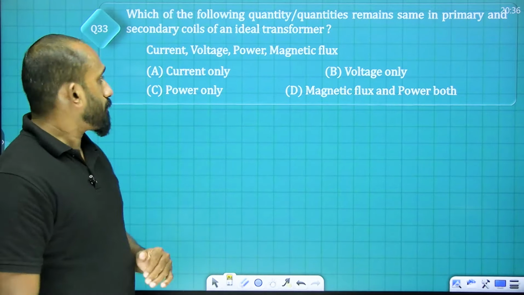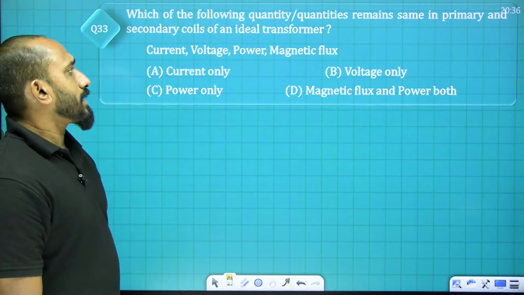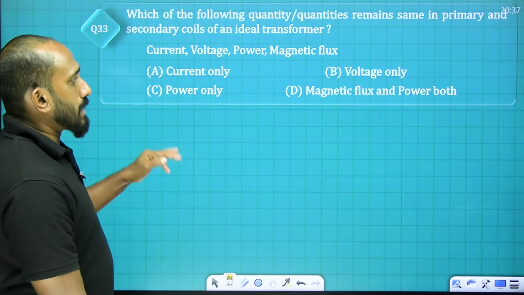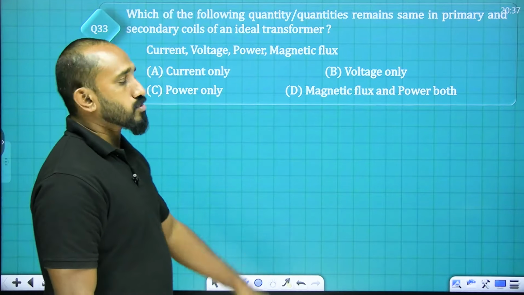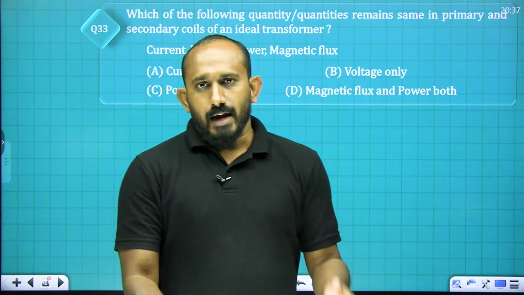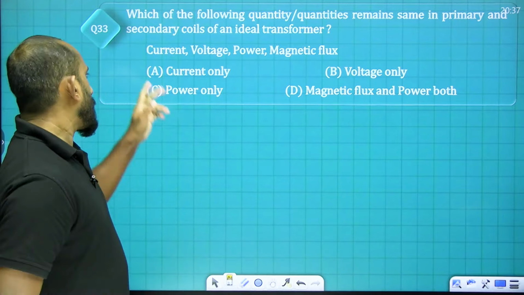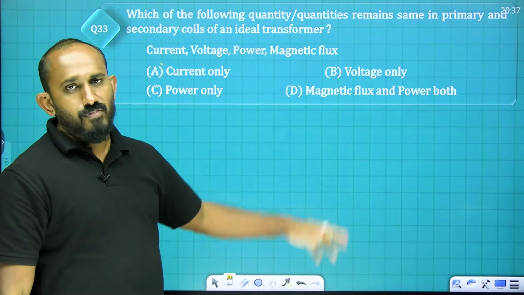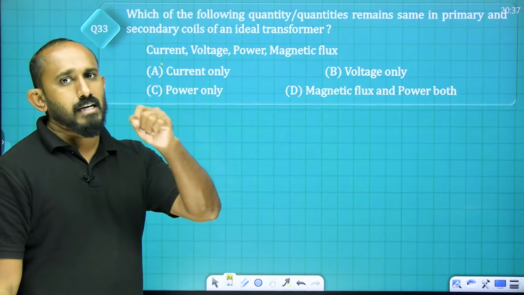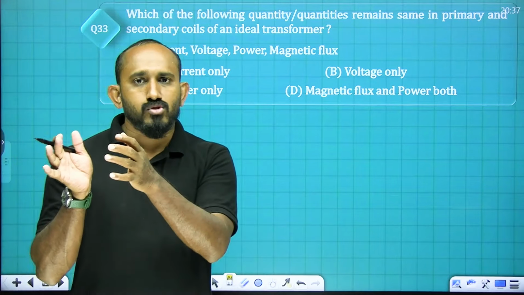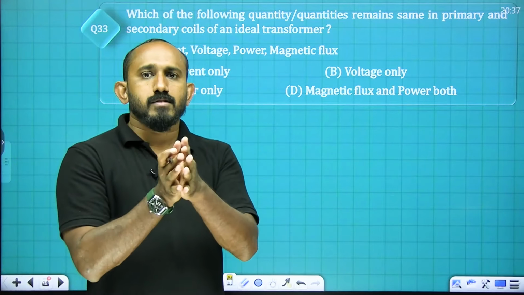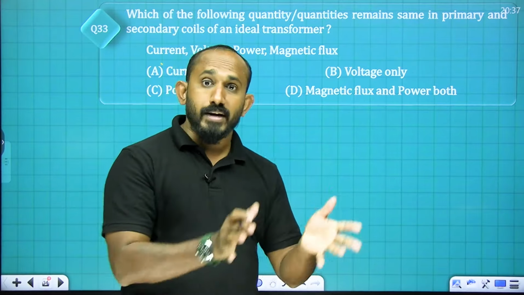Let's go for the next question. Which of the following quantity or quantities remain the same in primary and secondary coils of an ideal transformer? In an ideal transformer, which of the terms are constant is asked. Current, voltage, power, magnetic flux are mentioned. So in an ideal transformer, whatever magnetic flux is produced by the primary will be passing through the secondary also. So only then mutual inductance happens.